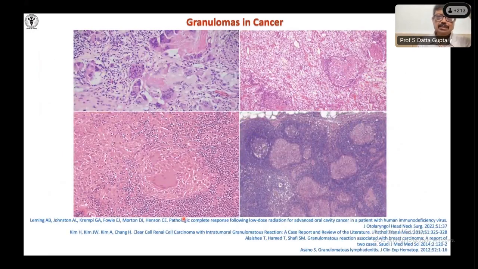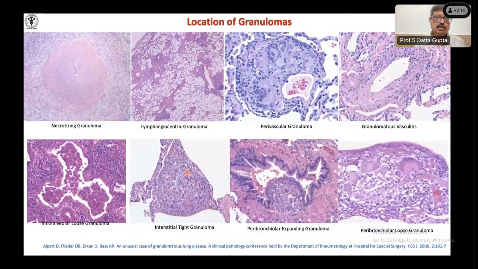In cancers, you can get granulomas, one as a reaction to the cancerous material. A classical example is keratin. Then granulomas associated with cancers, like in renal cell carcinoma, you can get granulomas sitting in the middle of the cancer. Even in breast, you can get granulomas. Granulomas in lymph nodes, you can get either with metastasis or without metastasis. Without metastasis, it's supposed to confer a good prognosis. All these granulomas are generally non-necrotizing. The location of granulomas is important for diagnosis.